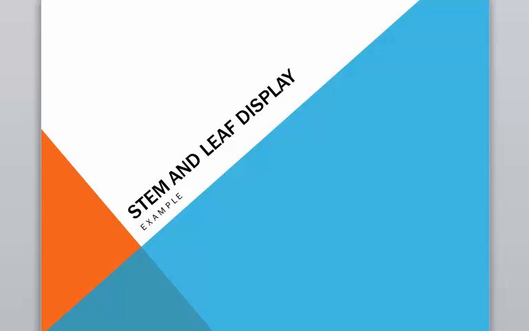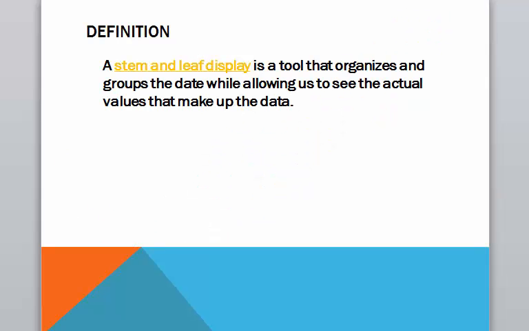We will now look at an example for a stem and leaf display. Let's begin with a definition. A stem and leaf display is a tool that organizes and groups the data while allowing us to see the actual values that make up the data set.